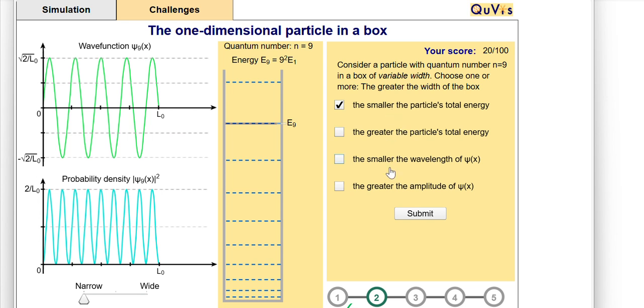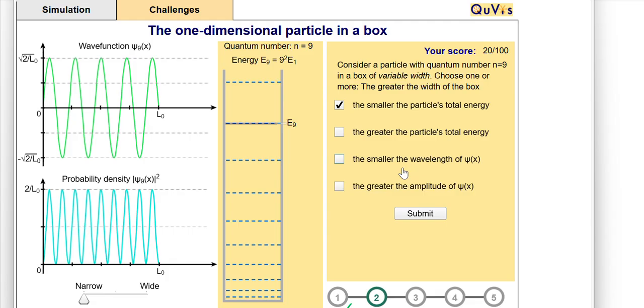They're opposites. Smaller the wavelength, n equals 9. So if n equals 9 is fixed, does the wavelength change if L increases?